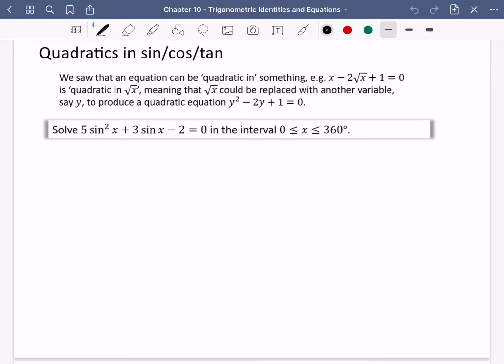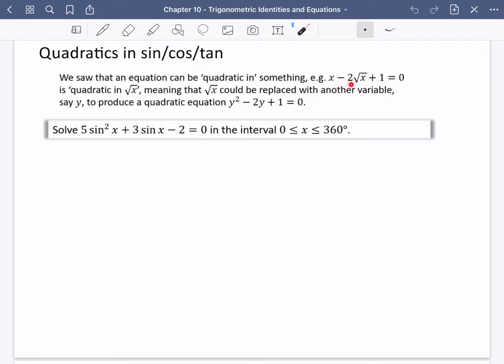Okay, so we're going to be moving on to some of the things for exercise 10F, and at this time we begin by having a look at quadratics with sine, cos, and tan in. So we had come across this idea before, but I'm just going to read through what we've got written at the top. It says, we saw that an equation can be a quadratic in something, e.g.